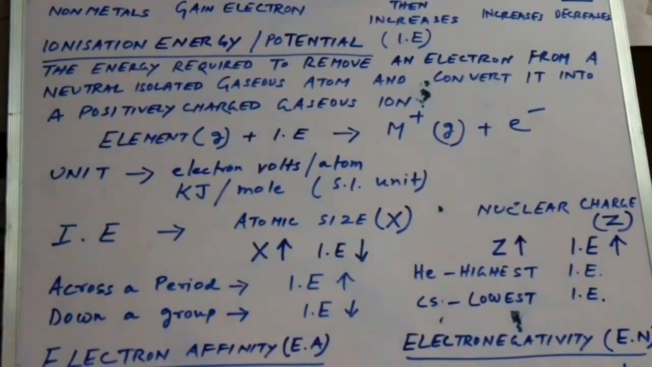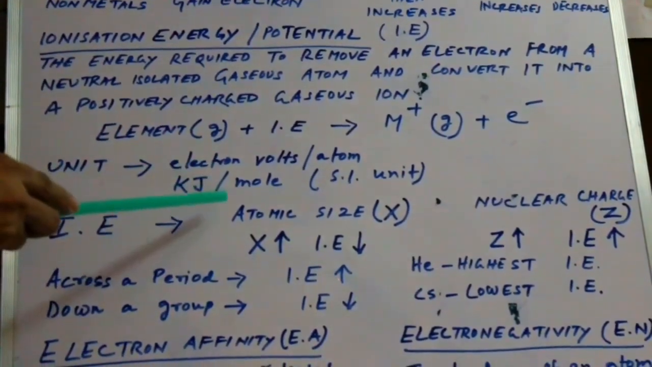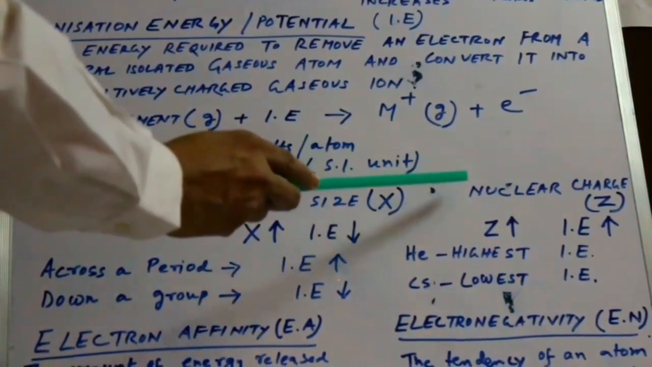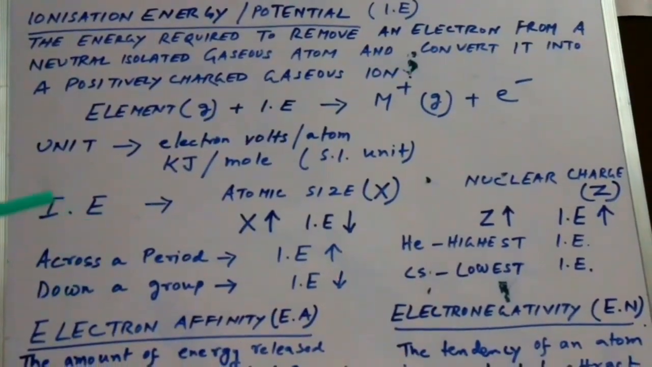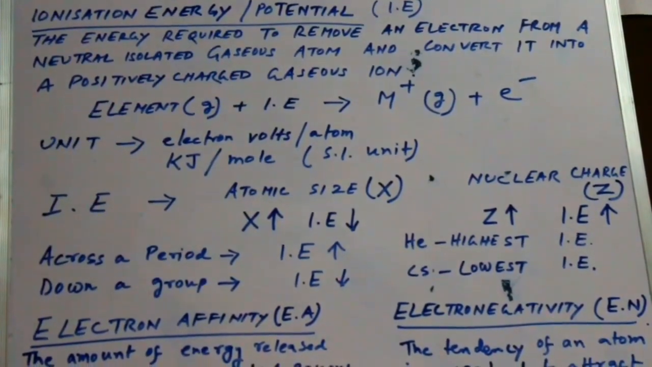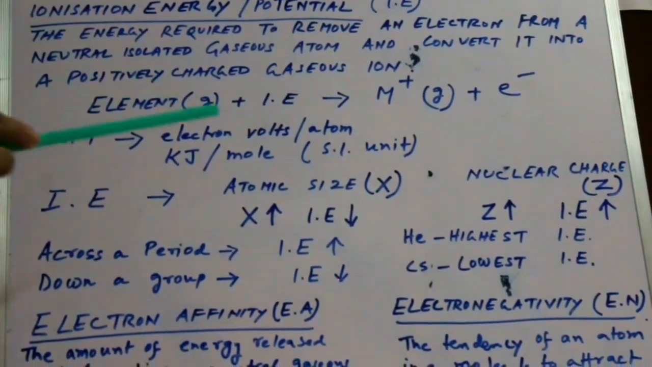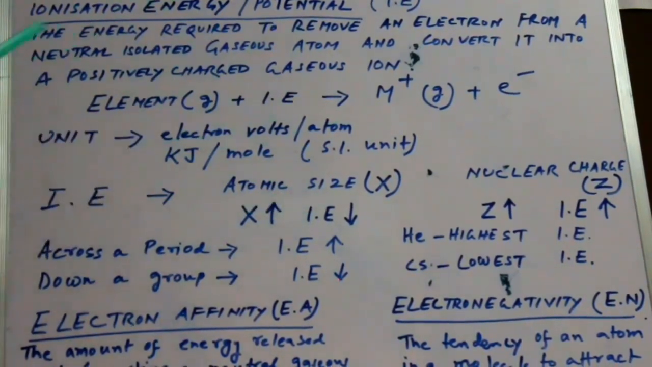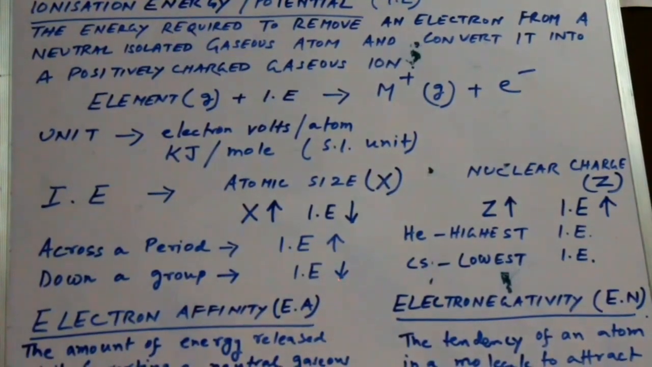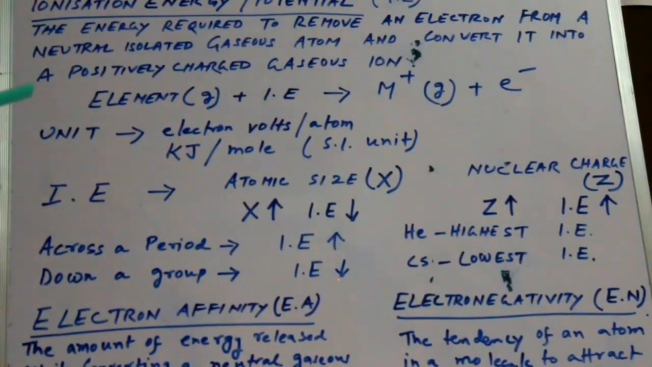Now ionization energy depends on two factors. One is atomic size, denoted by the letter X, and another one is nuclear charge, denoted by the letter Z. Now when the atomic size X increases, ionization energy decreases, and when Z increases, that means nuclear charge increases. Now what is basically nuclear charge?